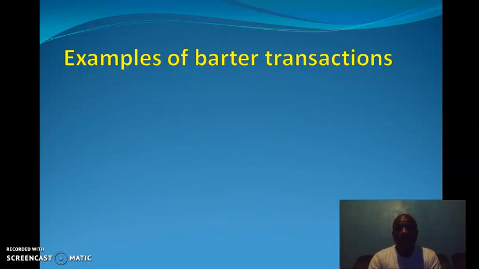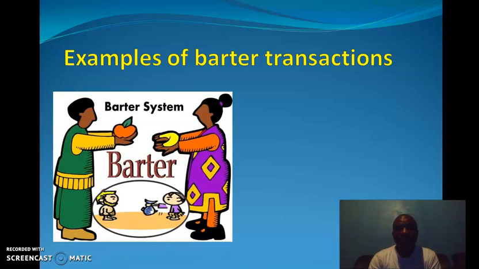Okay, let's move on to the examples of barter transactions. You can see in this picture, these two women are exchanging a good for good. This woman on your left has an orange, whilst this woman on your right has a banana. And they're exchanging an orange for a banana. And this is an example of a barter system transaction.